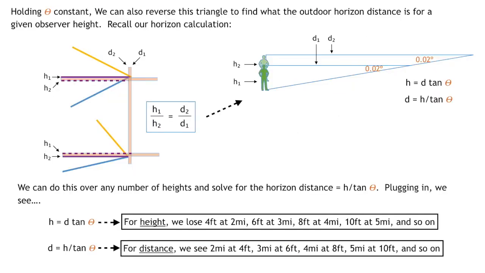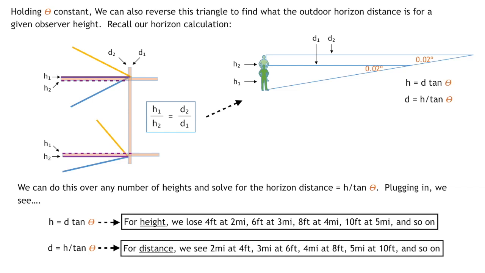So holding theta constant, we can also reverse this triangle to find out what the outdoor horizon distance is for a given observer. So I just reversed the triangle around and gave it, now the object height is our eye height, and we want to solve for the distance d at which we can resolve something. So recall our horizon calculation. We have our diagram here where h1 over h2, the ratio, is equal to d2 over d1, and those are held within the same angle. They are roughly approximating the same theta angle.